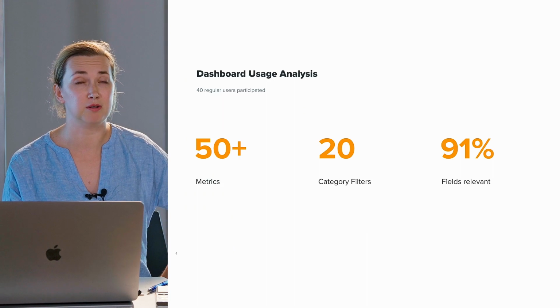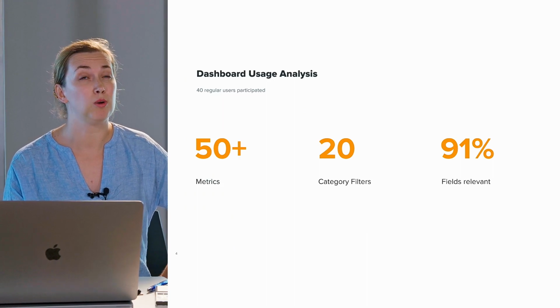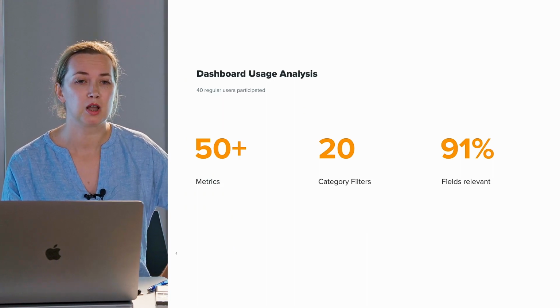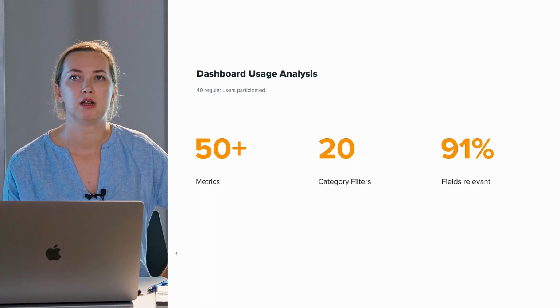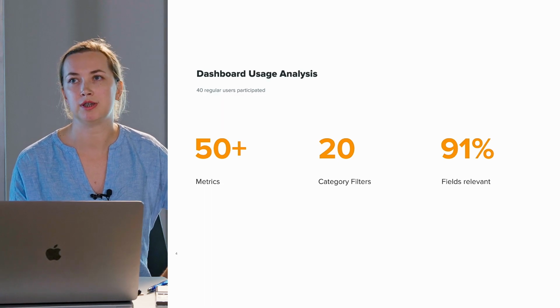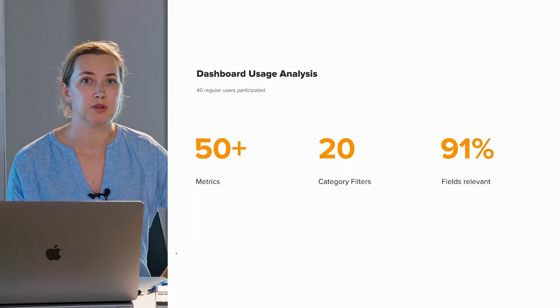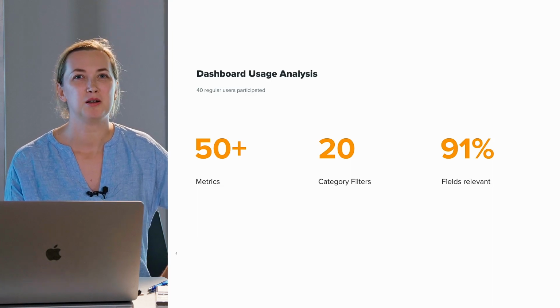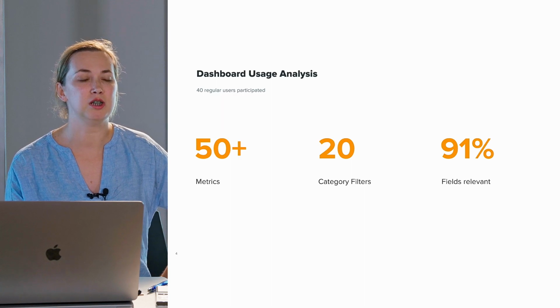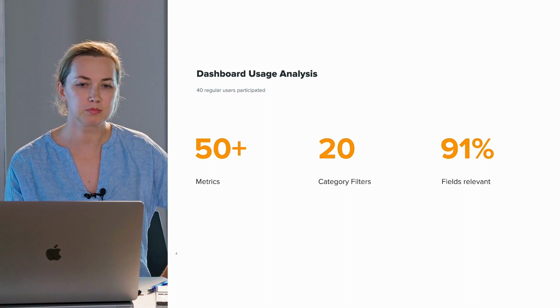After we received the results, we were a bit overwhelmed, actually, because out of approximately 20 categories and more than 50 different metrics, more than 90% of these fields were still relevant. And actually, it's great news. The dashboard was good in terms of its content. But on the other hand, we did not have much opportunity to cut it or optimize it.